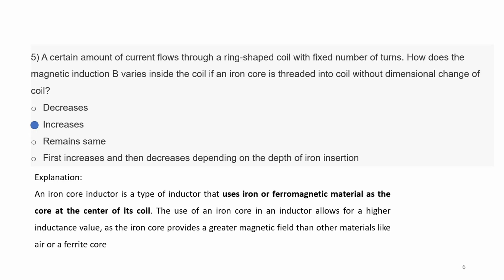Okay, so whenever we add some core to your coil, it always increases the amount of magnetization. So an iron core inductor is a type of inductor which uses iron or ferromagnetic material as the core at the center of its coil. The use of an iron core in an inductor allows for a higher inductance value, as the iron core provides a greater magnetic field compared to other materials like air or a ferrite core.